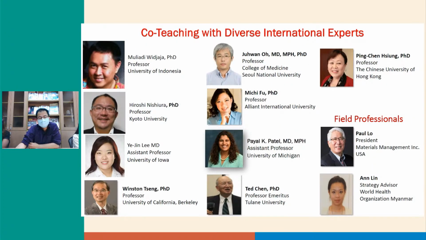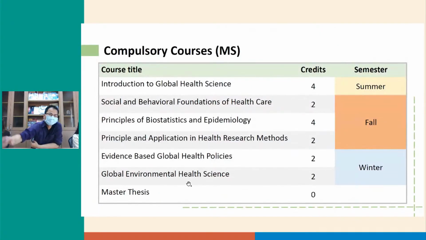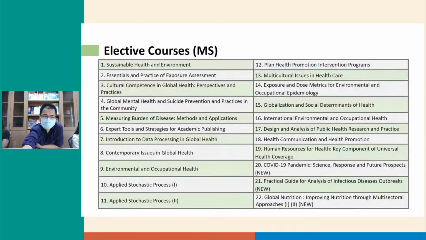And actually, for our courses, we cooperate with many international scholars. And these scholars are the list we have cooperated with. And in the future, we will still keep cooperating with them. And this is our compulsory courses for master's degree students. And these are elective courses for master's students.